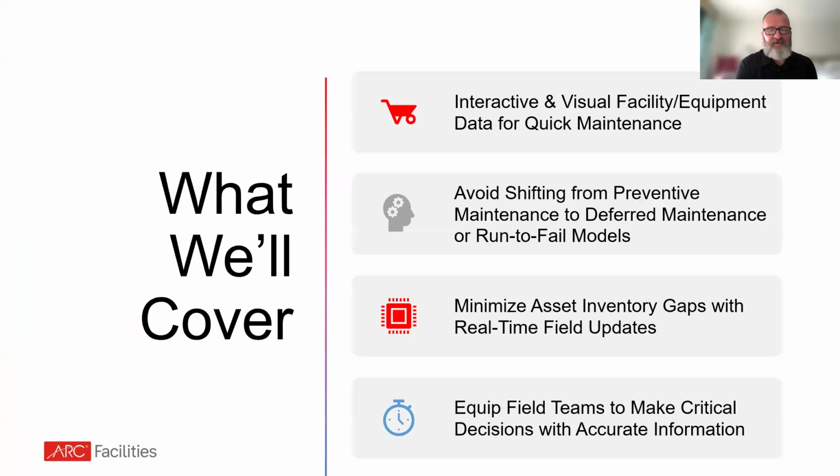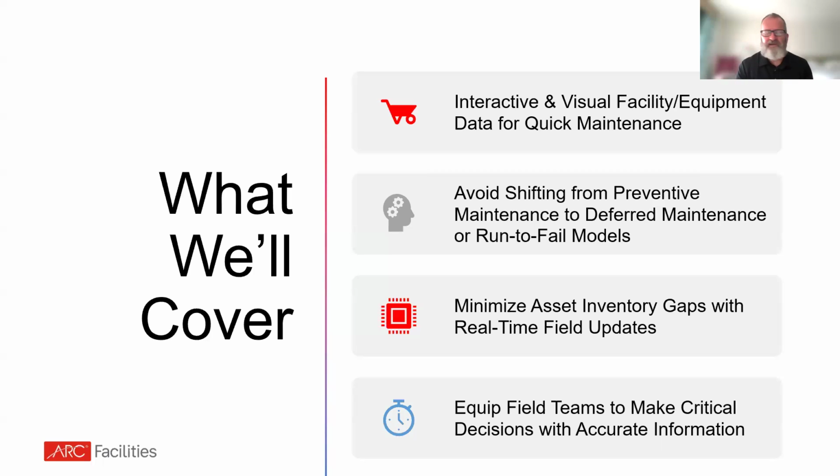Thank you, Indira, and thank you everybody for joining me today. So what we're going to jump right in here and talk about is basically these 4 points: the interactive and visual facilities equipment data for quick maintenance, being able to visually see and respond to where things are going on in your buildings. Also, how to avoid shifting from preventative maintenance to deferred maintenance or even a run to fail model. And also how to minimize asset inventory gaps.